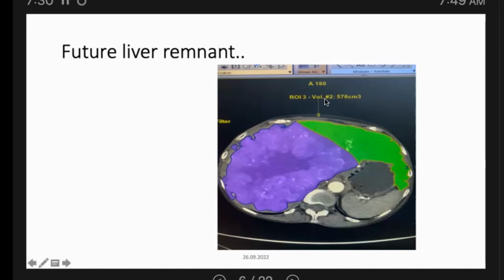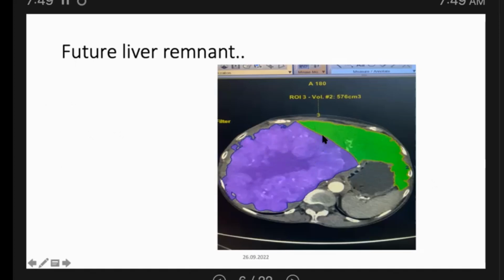So this should be at least 30% of the patient's body weight ratio. If it is less than 30%, this segment will be unable to support the patient's future life, and also it will not be adequate for her metabolism.